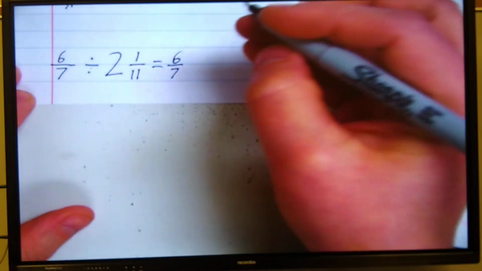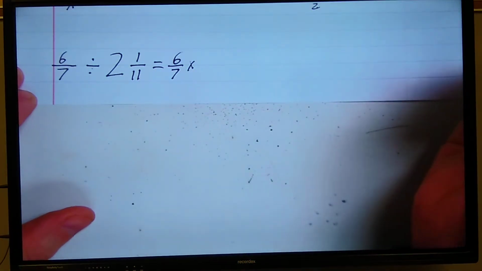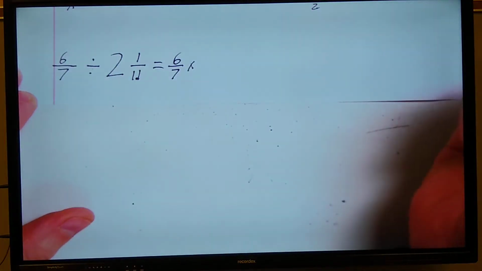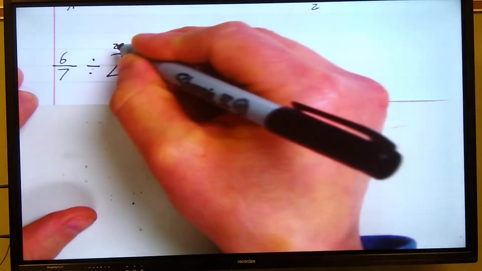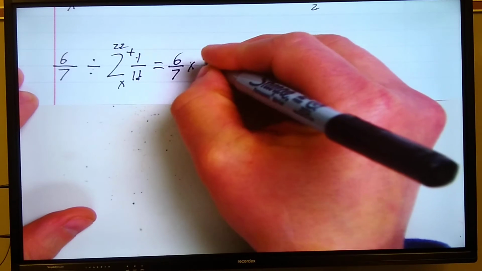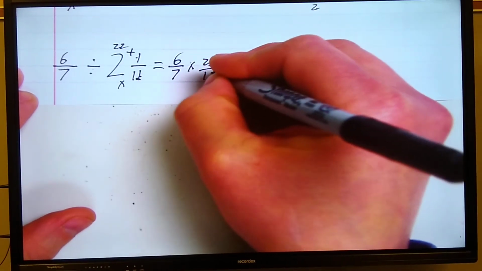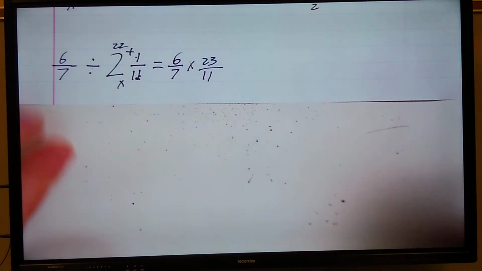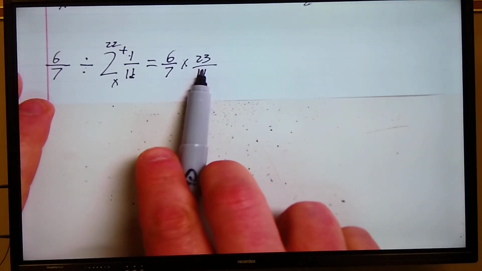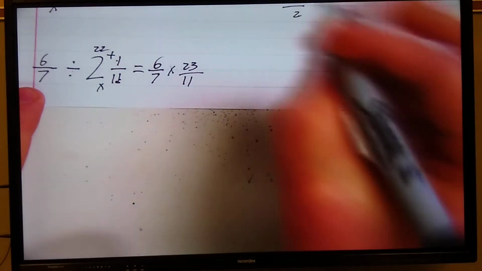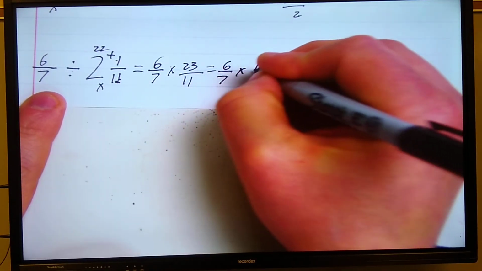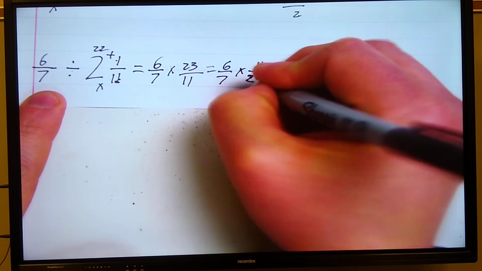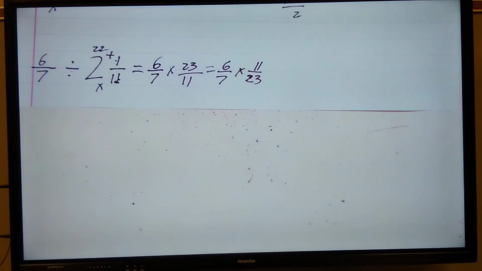My division becomes multiplication. All right, I have to change this into an improper fraction. 11 times 2 is 22. 22 plus 1 is 23. And then my denominator stays the same. I am not finished because now I must change 23/11 into its reciprocal. 11/23 is what it becomes. And now I just multiply straight across.